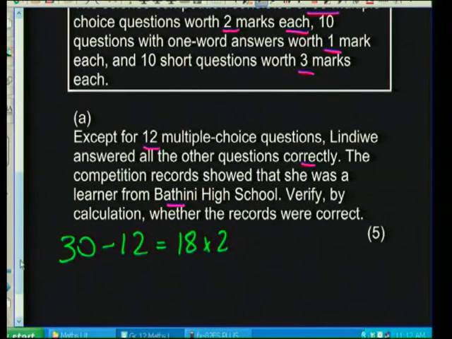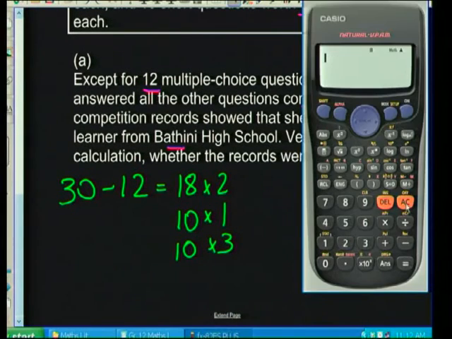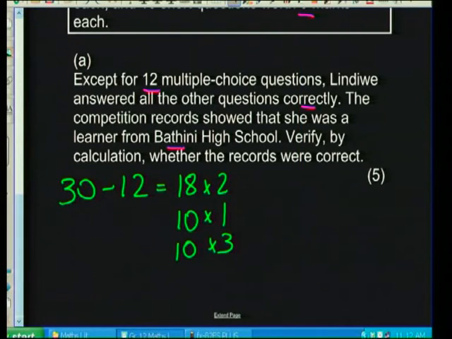That was her multiple choice. The rest she got totally correct. There were 10 questions that were worth 1 mark each, and there were 10 questions that were worth 3 marks each. So let's quickly work out what she ended up with. So it was 18 times 2 plus 10 times 1, plus 10 times 3. So she had 76. Her score that she received was 76.